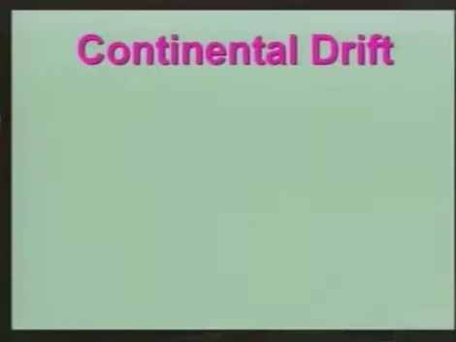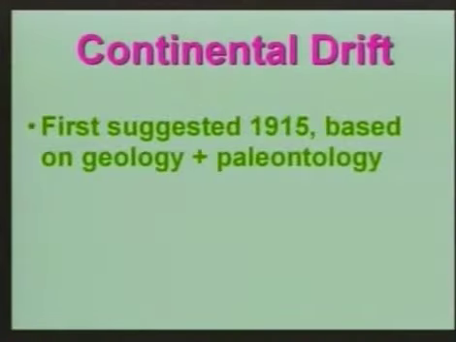Okay? So continental drift was first suggested in 1915 by Alfred Wegener, and he based it on two main areas: on geology, of course, which includes rocks, rock types, rock ages, climate indicators of those rocks, and of course fossils. Paleontology is the study of ancient life, in terms of plant fossils and animal fossils.